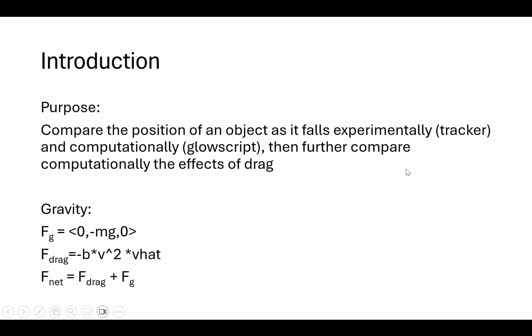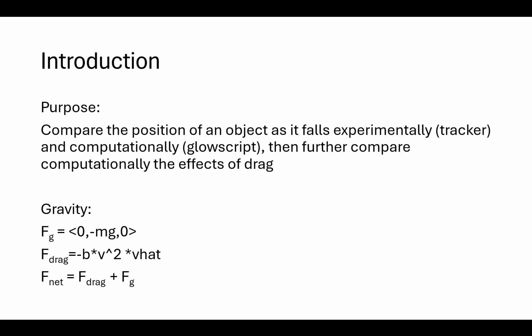So, some introductions. The purpose of this lab is to compare the positions of an object as it falls, experimentally, which we will do by using a tracker, and computationally, which we will do using GlowScript. Then we will further compare the computational models by comparing the effects of drag. We're going to do this by recording a video of us throwing an object.